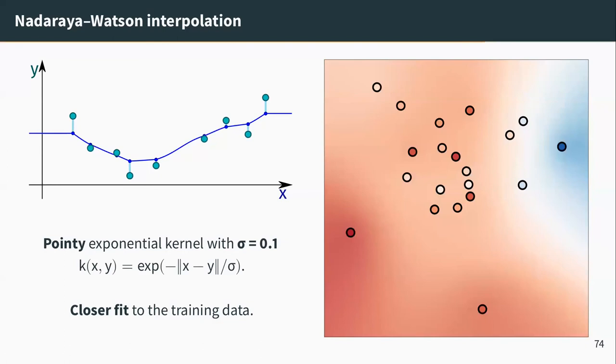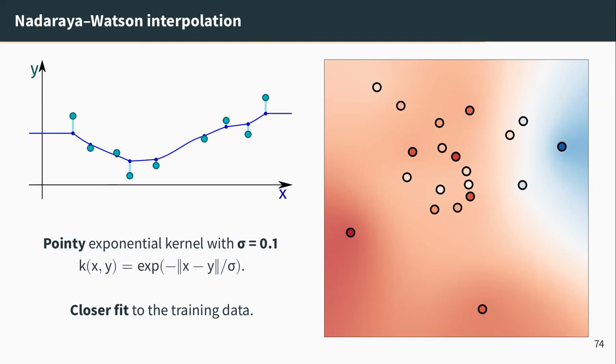Well, a way of doing that is to decide that the weight k of x, x, the weight of a point when you evaluate it on itself, is plus infinity. And if you say that your kernel function has a plus infinity value at zero, then it means that at least locally, you don't care about the other points in the training samples. And so you know that your regression curve is going to pass through every point.